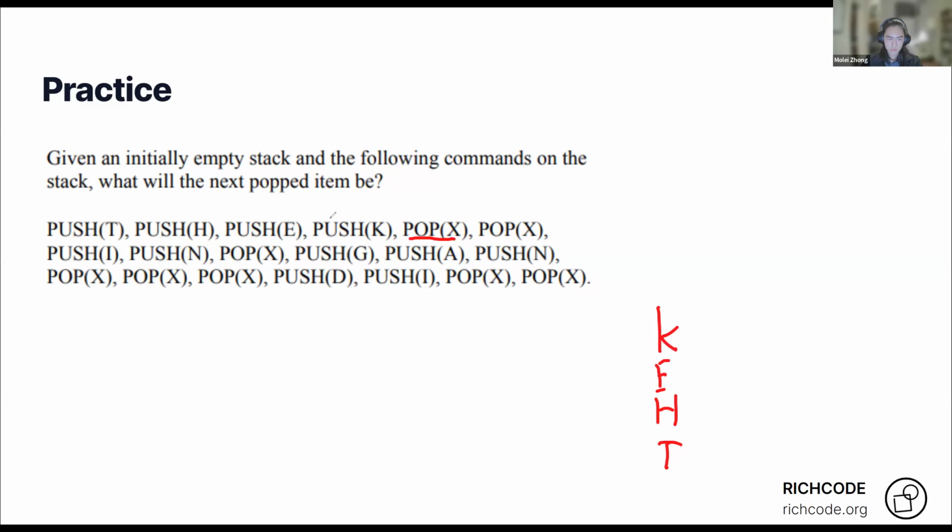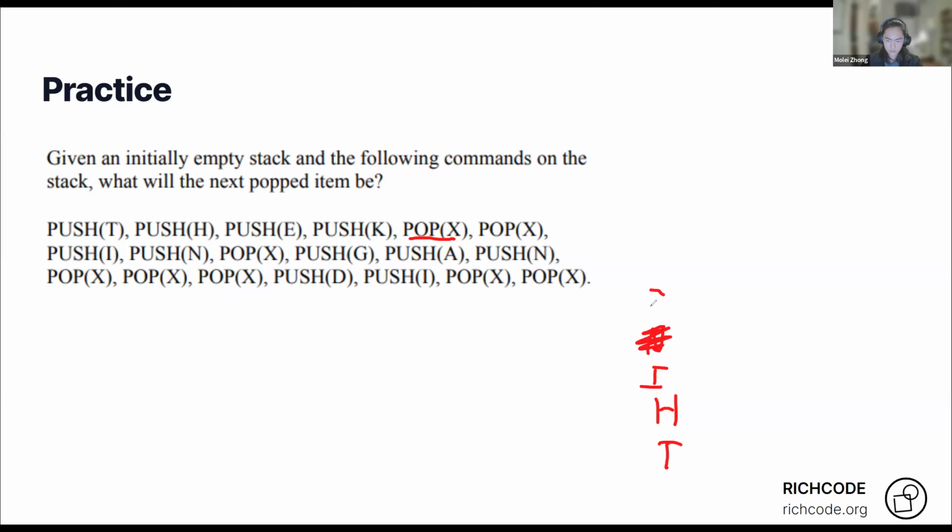So when we pop, it's a stack, so we take it from the top of the stack, and that would be K. We just remove it. And then we pop another one, E, so let's just remove that. And then we push I. So I, N, and then we pop again. I'll just cross it out this time.